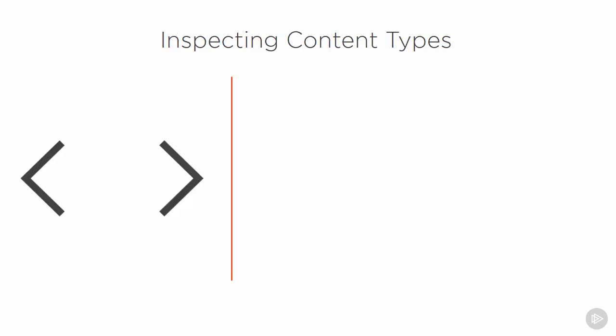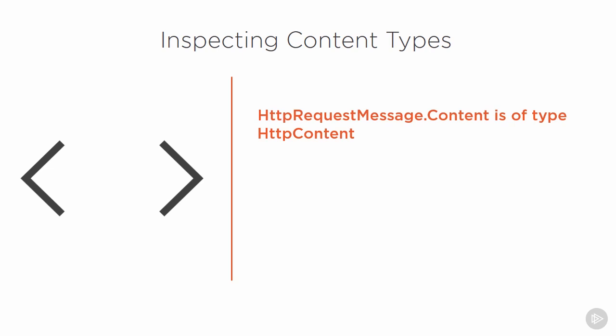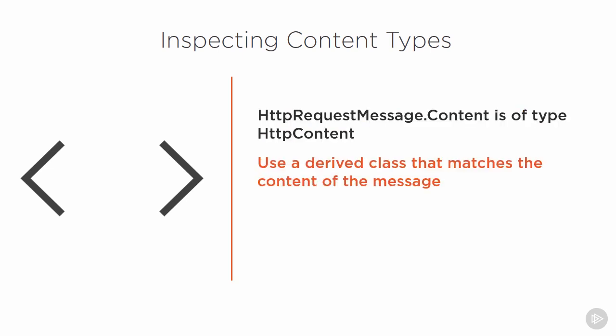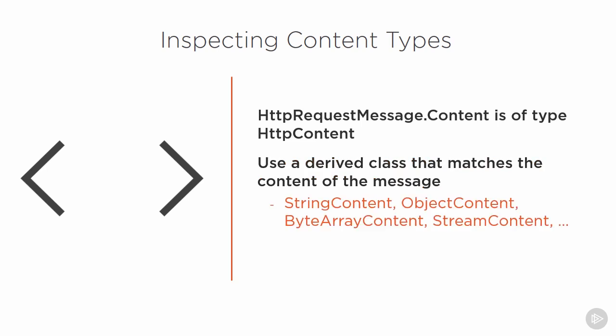Let's have a look at that HTTP request message.content object in some more detail. It's of type HTTP content. That's an abstract base class. We cannot use that directly. Depending on the type of content of our message, we can set the content object to one of the classes that derive from HTTP content. Often used are string content, object content, byte array content, but we'll also use others during the course, like stream content.